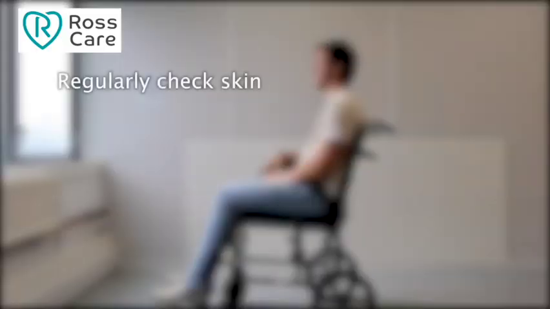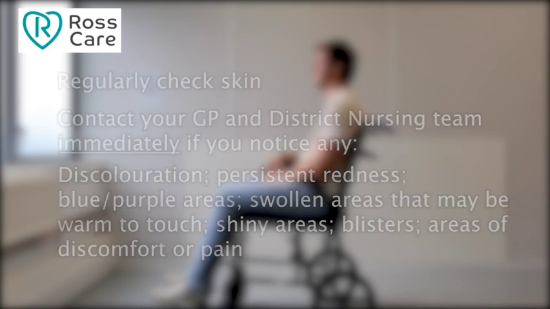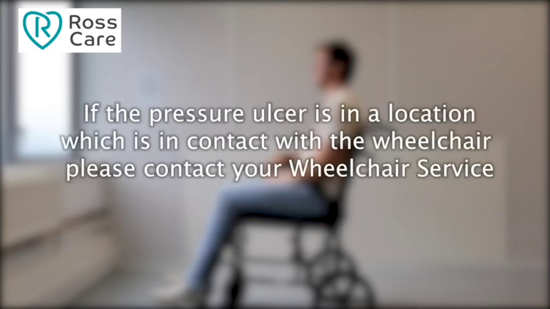It is important to regularly check skin, particularly around vulnerable bony prominences. If you or your carers notice any discoloration of skin, persistent redness, blue or purple coloration, swelling that may be warm to touch, shiny skin, blisters or areas of discomfort or pain, it is important to contact your GP and the community nursing team immediately. If the pressure ulcer is in a location that is in contact with the wheelchair, please also contact the wheelchair service.